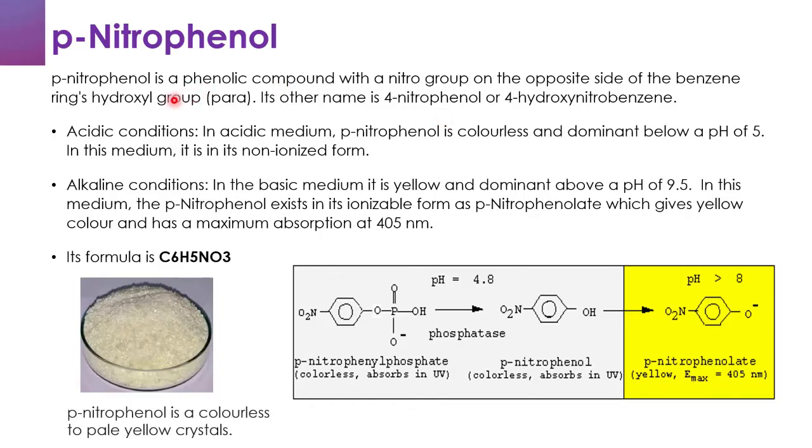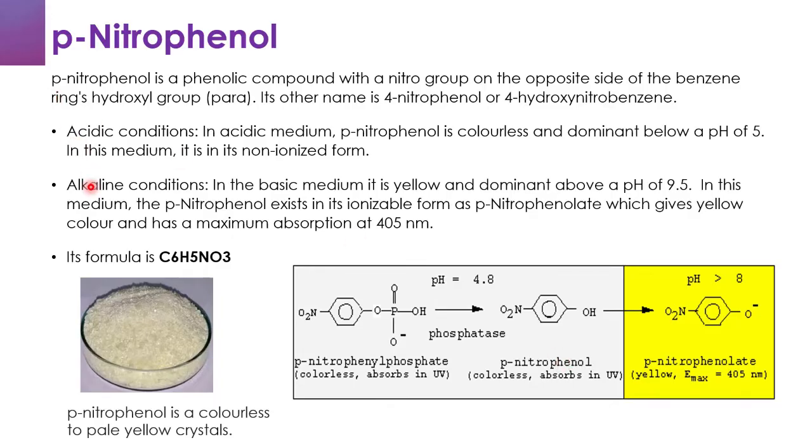So we'll start by looking at the acidic medium. In acidic medium, p-nitrophenol is colorless and dominates below a pH of 5. Also in this acidic medium, it is in its non-ionized form. So normally p-nitrophenol in the acidic medium is colorless, and it can only absorb light in the UV range.